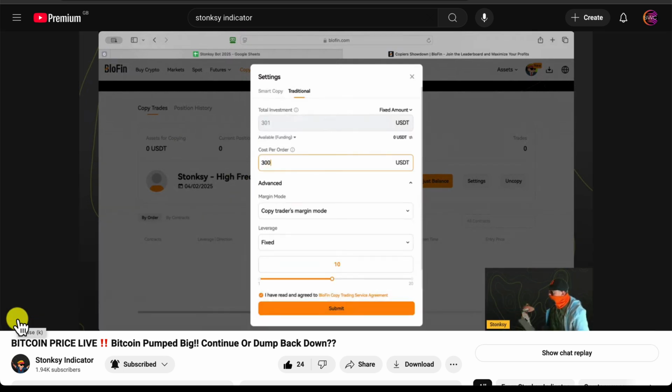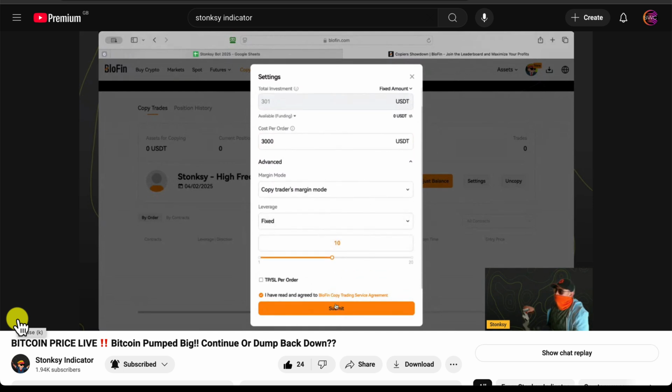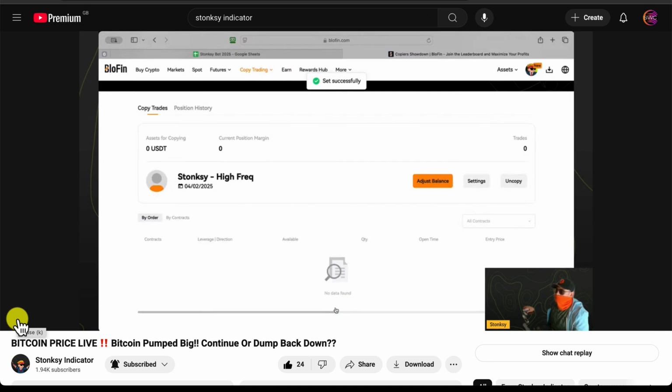So this is what I did yesterday. At this point, the bot had actually just closed a trade, so the amount available was 301 USDT. So what I did was I set the amount per order as the maximum amount I could, which is 3,000 USDT. The point being, there wasn't 3,000 USDT in the account at the time.